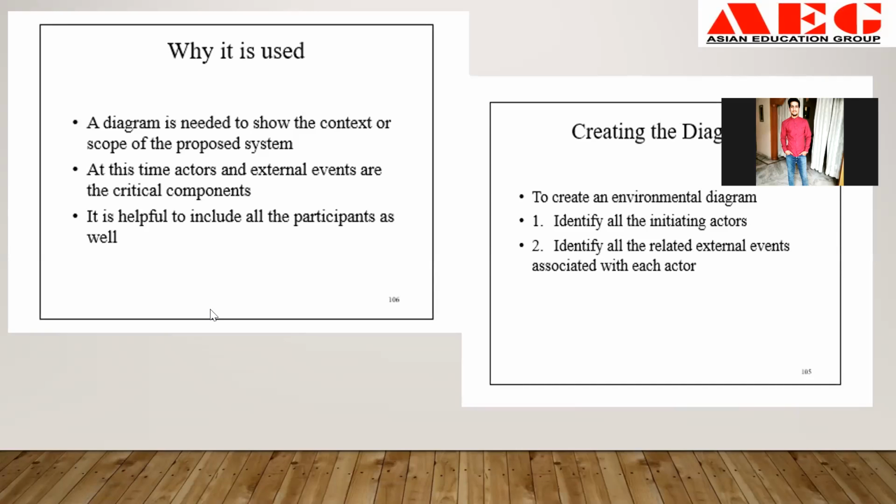So we are studying this diagram. A diagram is needed to show the context or scope of the proposed system. At this time, actors and external events are the critical components. It is helpful to include all the participants as well. So you have to include all the participants in the diagram. To create an environmental diagram, identify all initiating actors.